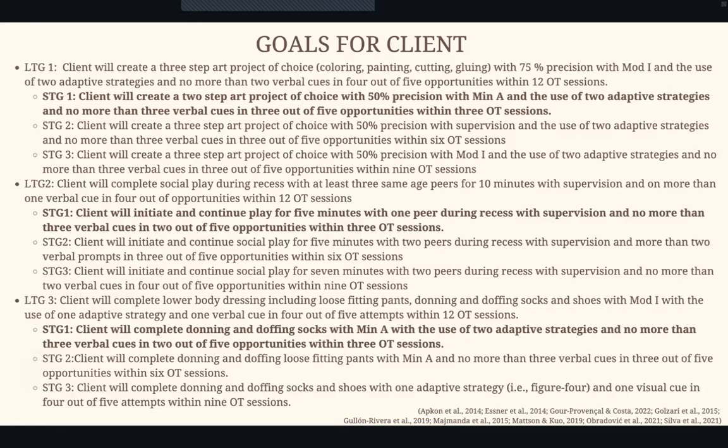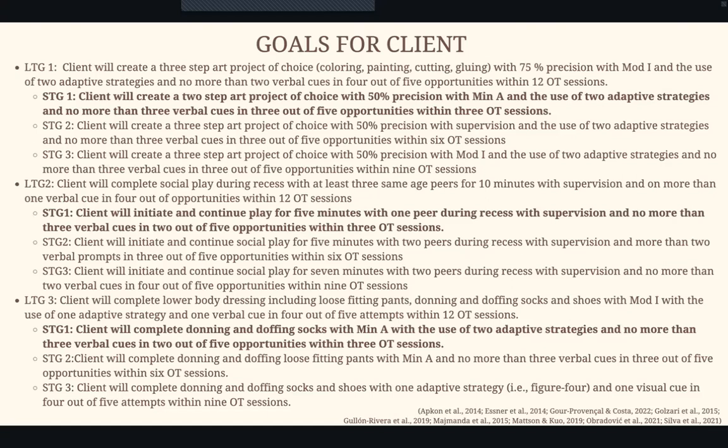For long-term goal 2, we are addressing social play, and within the short-term goal 1 in the video, we are addressing client will initiate and continue play for 5 minutes with 1 peer during recess with supervision and no more than 3 verbal cues in 2 out of 5 opportunities within 3 OT sessions.